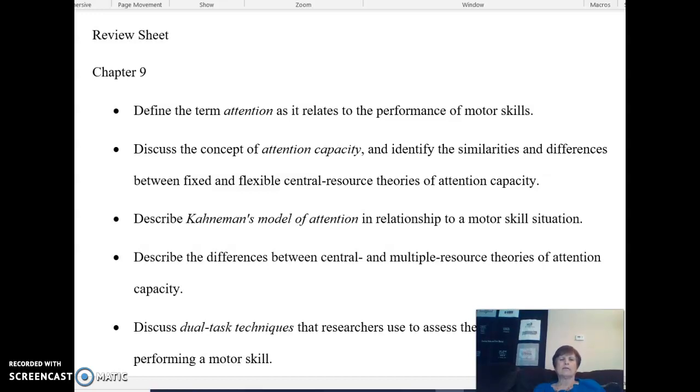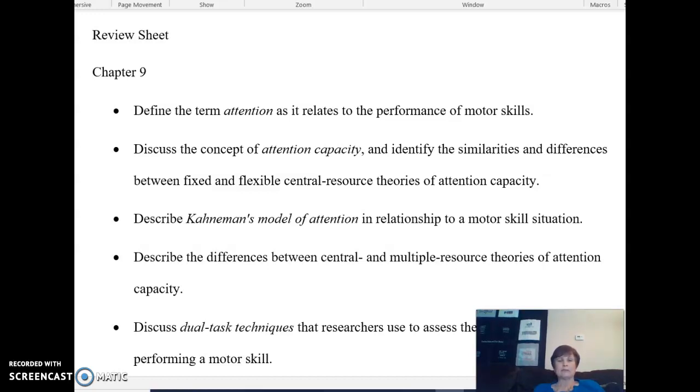We talked about the central resource theory, and the idea with central resources is that you are able to attend to more than one thing at a time, but you do get to that point where you max out. And if you remember, we used Kahneman's model of attention as an example of a central resource theory. So it's a specific example of a central resource theory, and I gave you a handout on that with the diagram of Kahneman's model, and there was several different specific information on that handout.